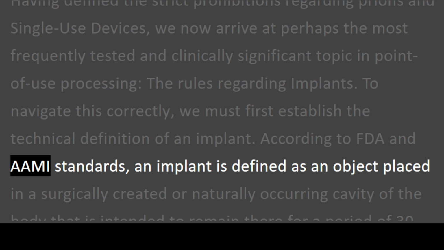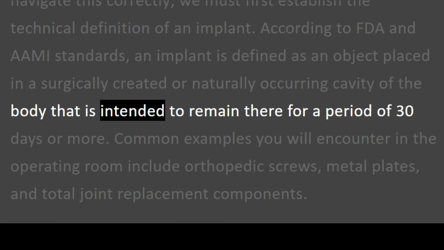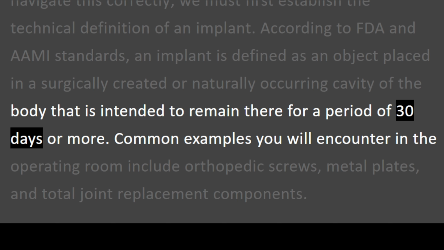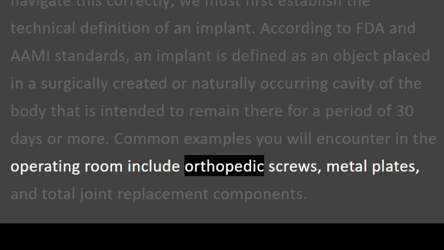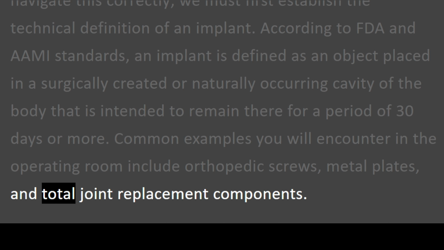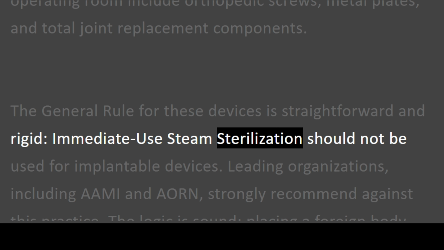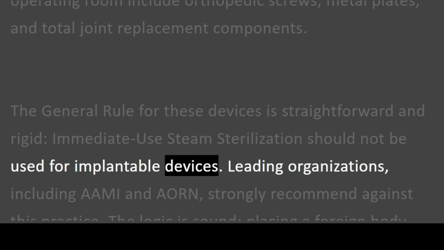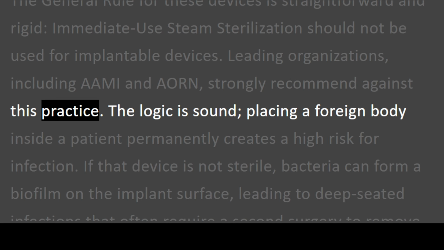According to FDA and AAMI standards, an implant is defined as an object placed in a surgically created or naturally occurring cavity of the body that is intended to remain there for a period of 30 days or more. Common examples you will encounter in the operating room include orthopedic screws, metal plates, and total joint replacement components. The general rule for these devices is straightforward and rigid: immediate use steam sterilization should not be used for implantable devices. Leading organizations, including AAMI and AORN, strongly recommend against this practice.